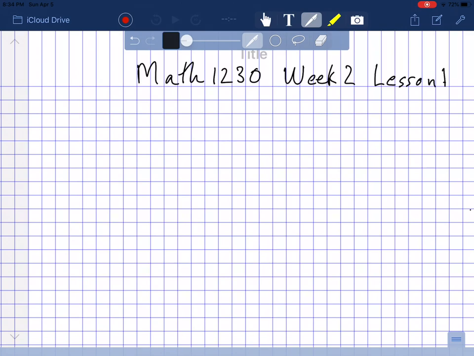Okay, this is week 2, lesson 1. We're going to be looking at a new coordinate system today for the XY plane. It's called the polar coordinate system.